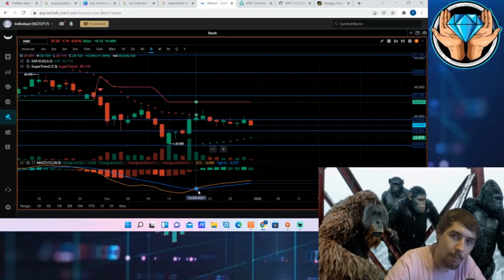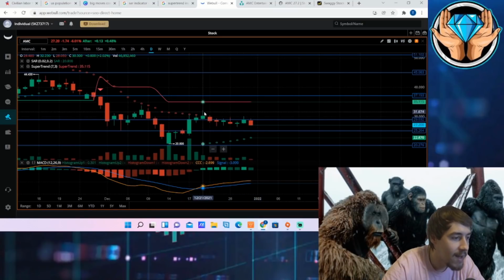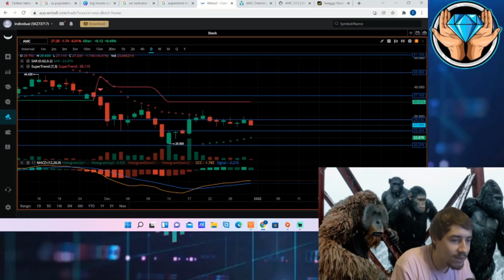We have an upward trend going on. Ever since December 20th, we have stayed incredibly bullish on the MACD, even as the price of the stock went from $32.50 all the way down to where we are right now at $27.20. The MACD almost has not budged at all. Neither has the SAR indicator.